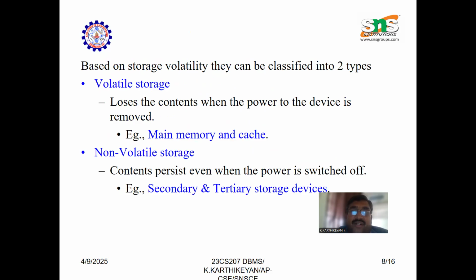Based on volatility, storage can be classified into two types: volatile storage and non-volatile storage. Volatile storage loses its content when the power is removed, for example main memory and cache. Non-volatile storage keeps its content even when power is switched off, for example secondary and tertiary storage devices in the database management system.